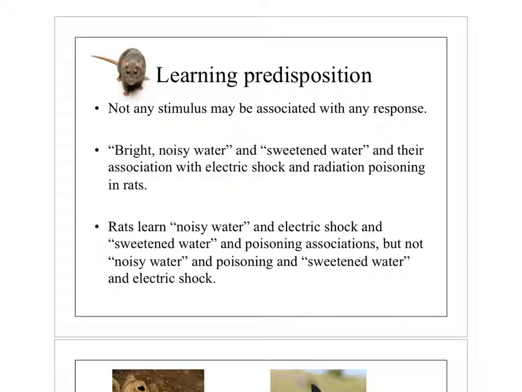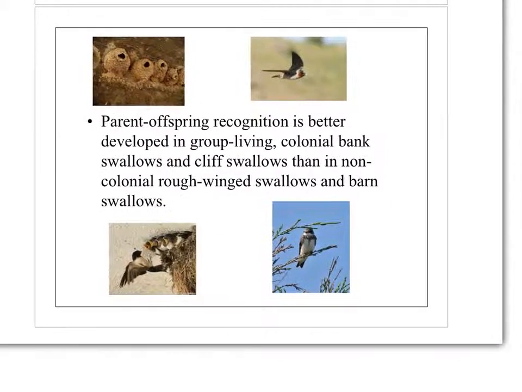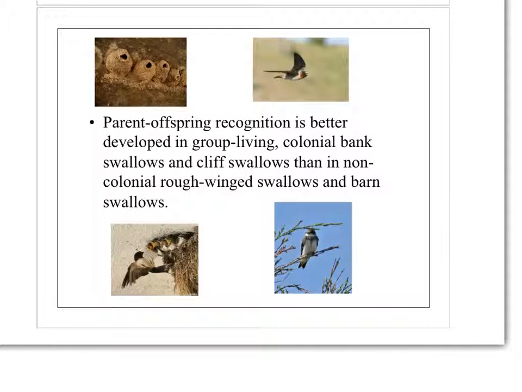I forget what this experiment is. Well, they showed an association, but our learning predisposition is for certain things, but not for others. Parent-offspring recognition is better developed in group-living colonial bank swallows, as you would expect, versus ones that are solitary. Because if you're colonial, you have to go back to the right place.